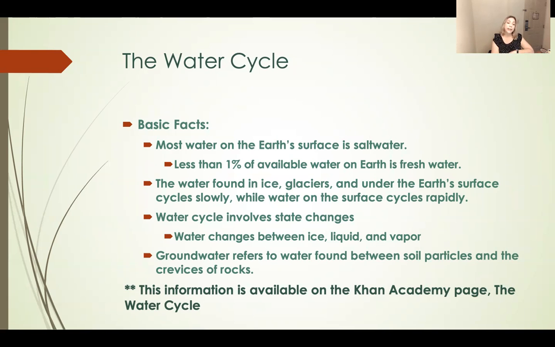And then finally, and here's a definition that you need to know, groundwater is water that is found between soil particles and in crevices of rocks, right? Groundwater is under the surface of the earth. And generally, when we get rain, it goes down through those soil particles, finally reaches an area called the water table, and that's kind of where it sits.